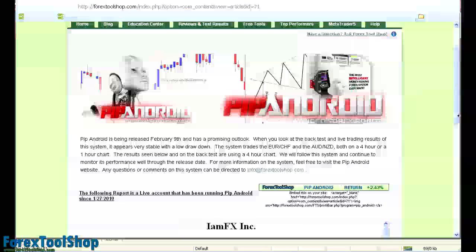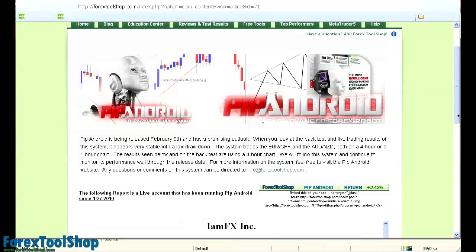Pip Android is an expert advisor that's being released February 9th. The team at Pip Android was kind enough to give us a copy of their system to review. We've been reviewing their system for about a week and a half and have come to the conclusion that it is a very thorough expert advisor that has a lot to offer the Forex trading community.